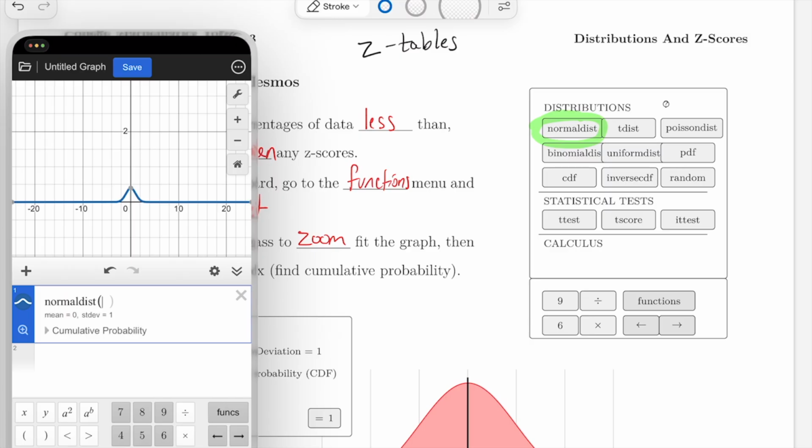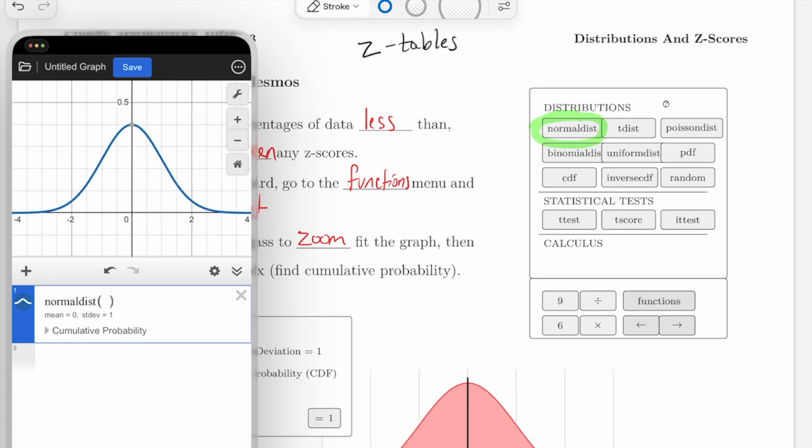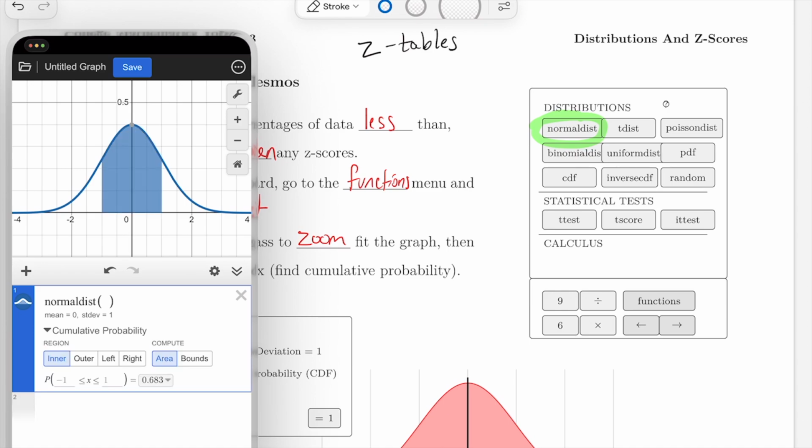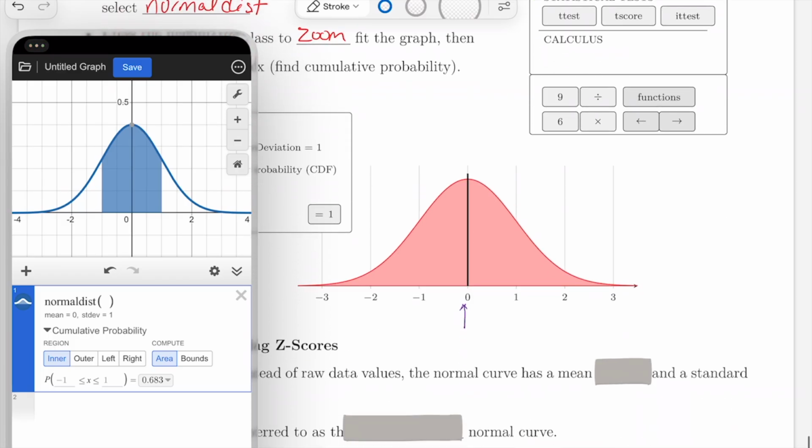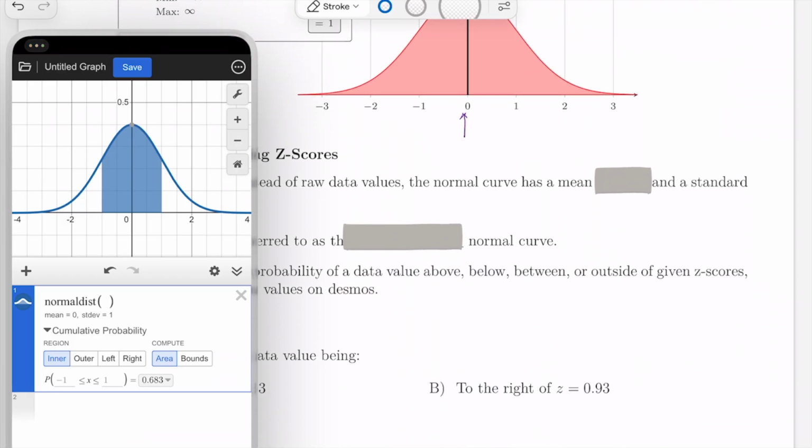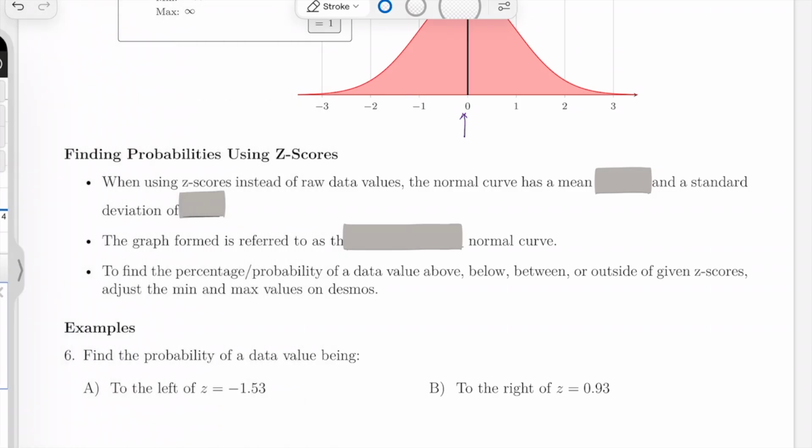Next, it said to hit the zoom fit, or that little magnifying glass. You can see it adjusts my whole screen so that I can see this normal curve nicer. And then if I tap this little arrow that's right next to the word cumulative probability, I can now adjust some numbers for what I want to do. Okay, so let's go ahead and practice with some of this. Let me put this back here for now.